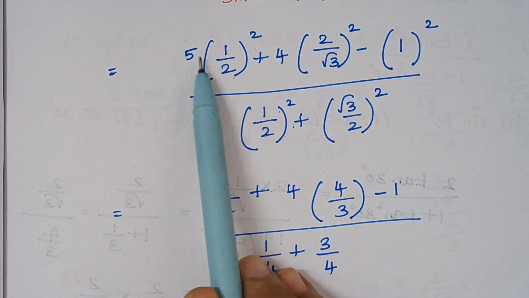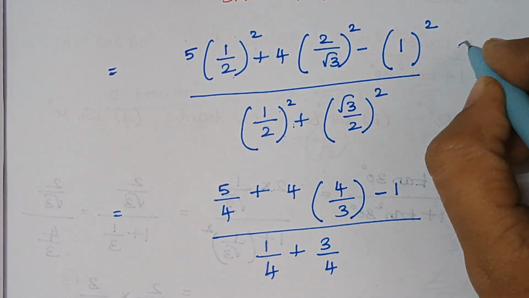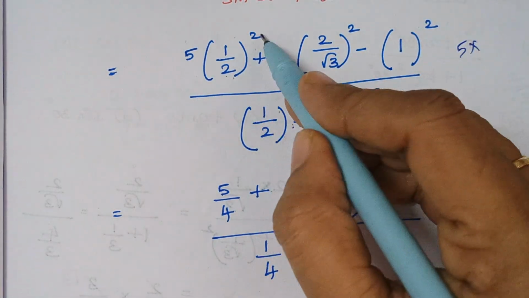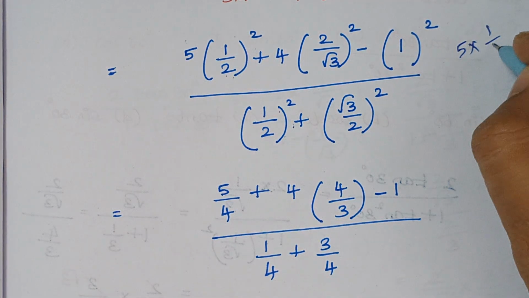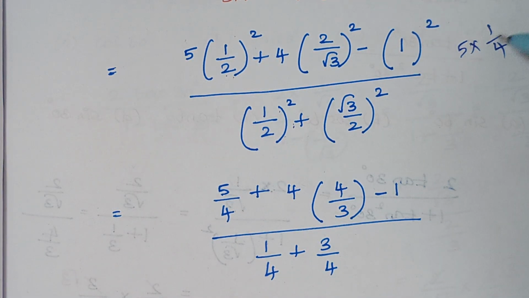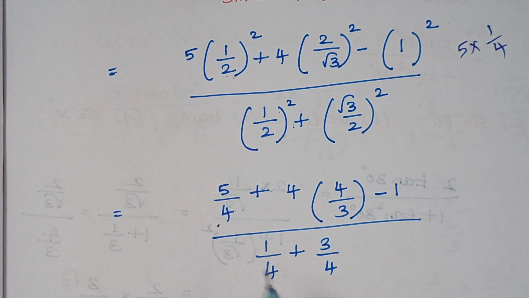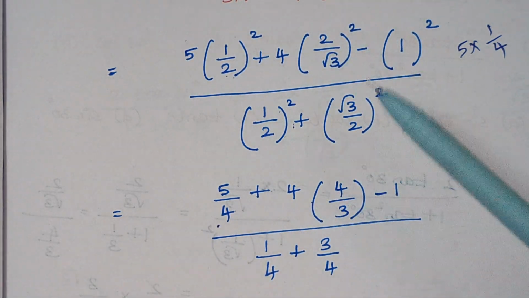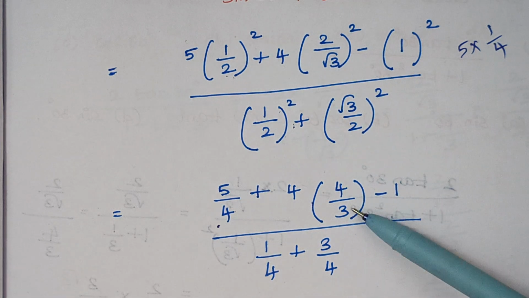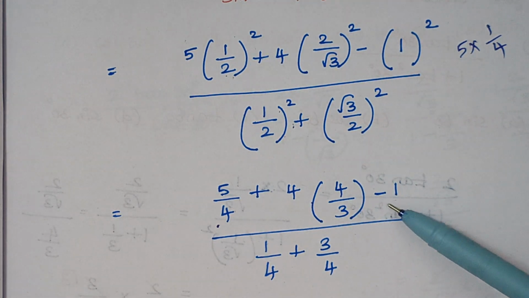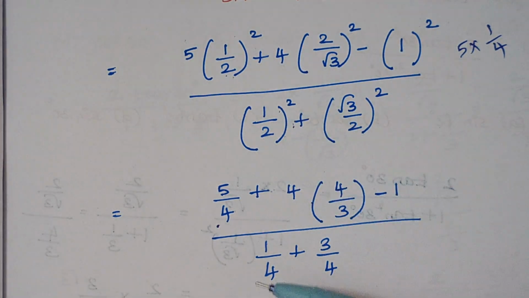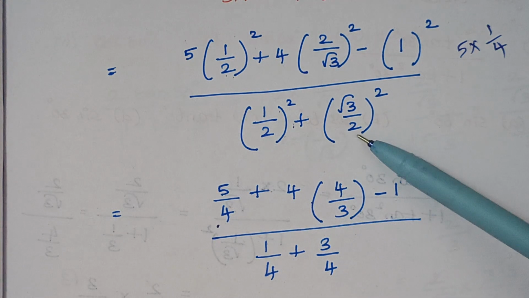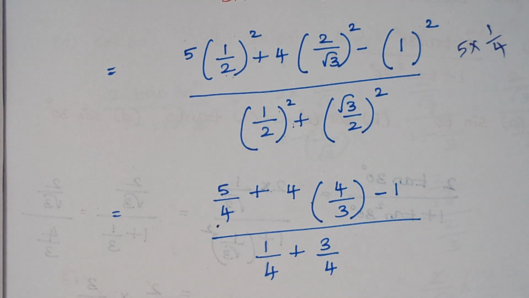So 1 by 4 multiplied by 5. Right? Can you get 5 into this 1 by 2 whole square? 1 square is 1 and 2 square is 4. Therefore, we can write it as 5 by 4 plus. So here 4 and 2 square becomes 4 and root 3 the whole square becomes 3. Minus 1 square is 1. So again 1 by 2 square is 1 by 4 plus root 3 by 2 is 3 by 4.